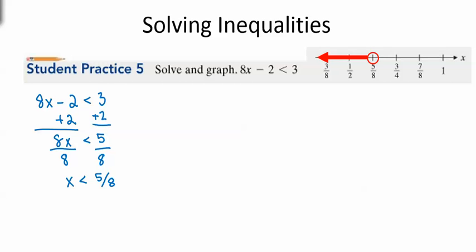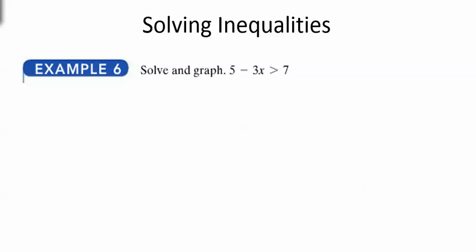Let's go on. So what we have here now in example 6 is an example that is going to require us to multiply or divide both sides by a negative number. And so we want to illustrate how to deal with that here.